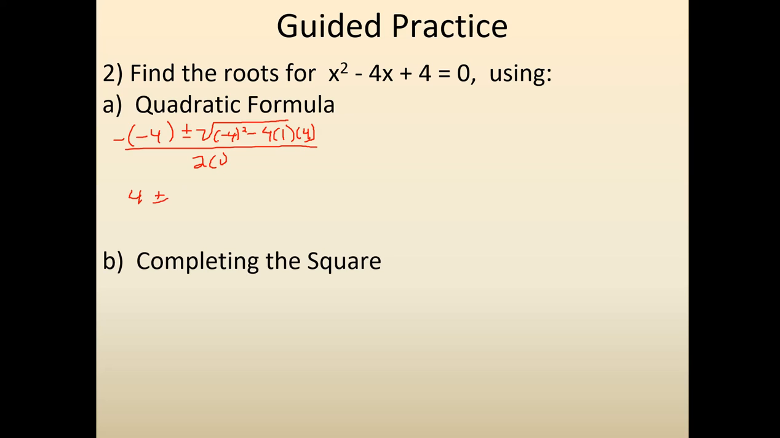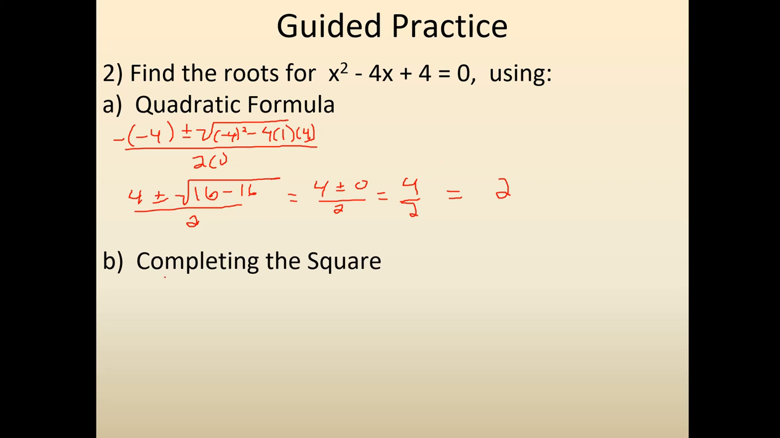This over here, if I do the square root of negative 4 squared, that becomes 16. And then minus 4 times 1 times 4 is 16. Now if I do this, 16 minus 16, that's 0. So I end up with 4 plus or minus 0 over 2. Well, anything plus or minus 0 is still itself, so I end up with 4 over 2, which is just equal to 2. So according to this, there's only one solution, 2.